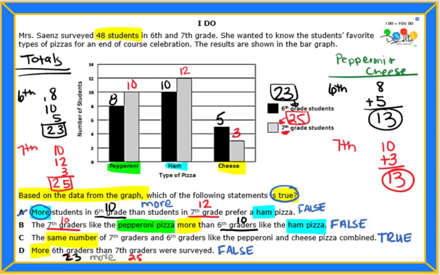So the question said, which of the following statements is true? And there's only one statement that is true. The correct answer is C. The same number of 7th graders and 6th graders like the pepperoni and cheese pizza combined.